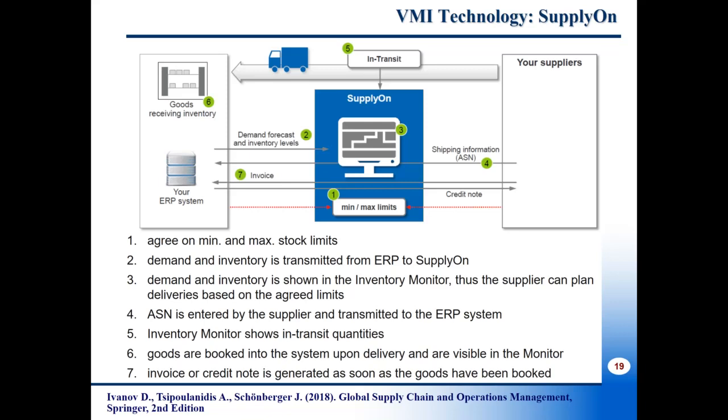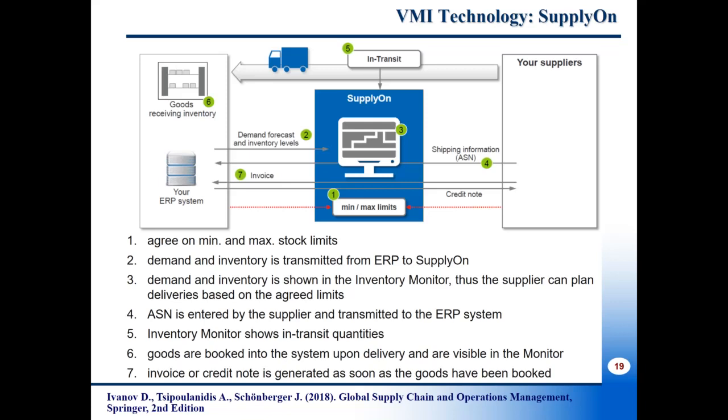Second, demand and inventory information are shared from ERP to SupplyOn. Third, the demand and inventory information sharing enables the supplier to plan deliveries based on agreed limits. Fourth, an advance shipping notification or ASN is entered by the supplier and transmitted to the ERP system to let the buyer know when the order will arrive.